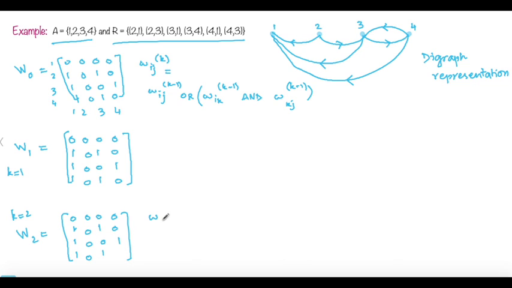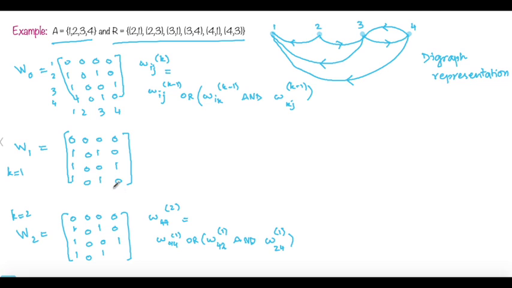Now let's check this guy. W44. So W44^(2) is equal to W44^(1) or W42 and W24.